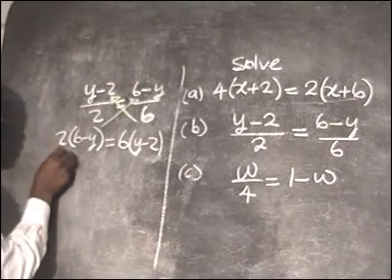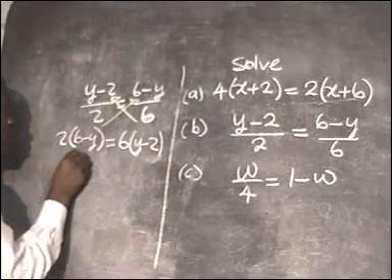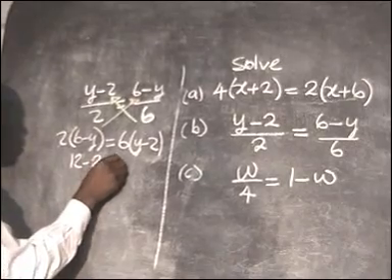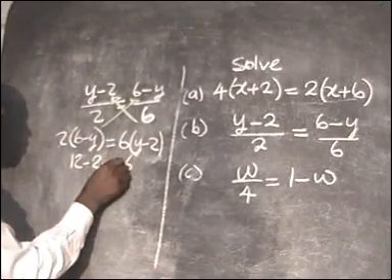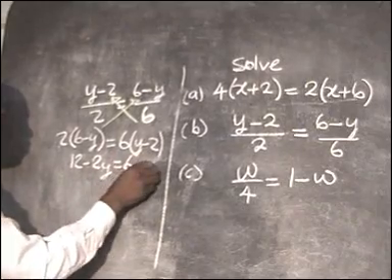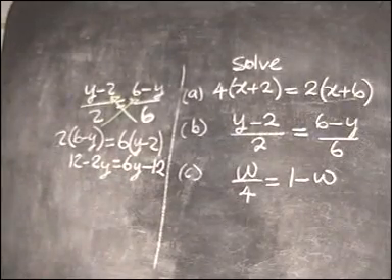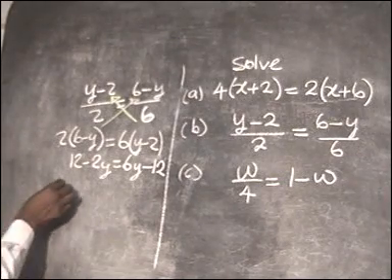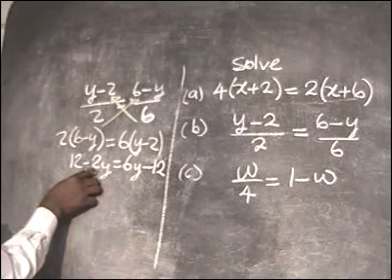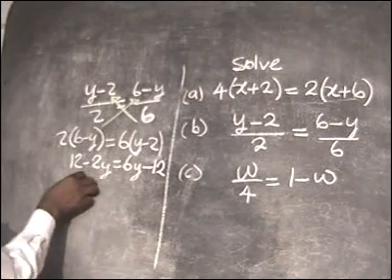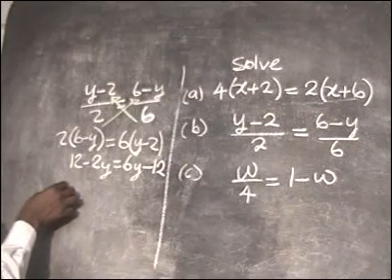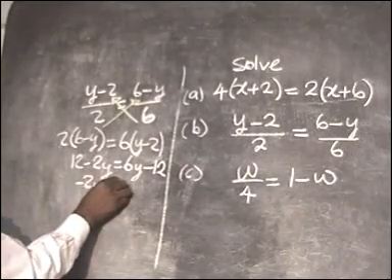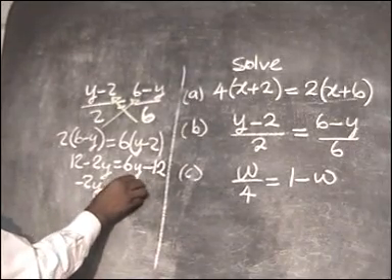Then 2 multiplied by 6, you get 12. And 2 multiplied by negative y, you get negative 2y. Then equals 6 multiplied by y, you get 6y. And 6 multiplied by negative 2, you get negative 12. Then what is next is that you maintain that this is negative 2y, then the equal sign, and after the equal sign you maintain negative 12 there.